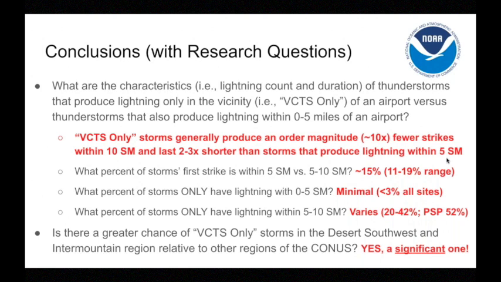And lastly, is there a greater chance of VCTS only storms in the desert Southwest and Intermountain region relative to other regions of the continental US? And this is a resounding yes. There definitely is a greater chance of VCTS only storms, as can be seen when you look at the different averages and when you look at the rank order.